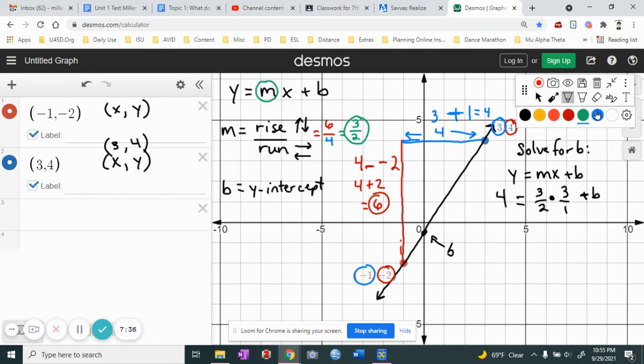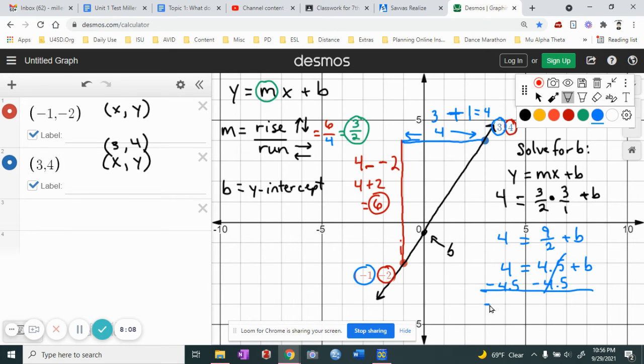So we simplify. 4 equals 3/2 times 3 is 9/2. We can rewrite that as a decimal, so 4 equals 4.5 plus b. Now we bring in our equation solving skills from topic 1. We need to get the b by itself, so we're going to undo our constant by subtracting 4.5 from both sides.